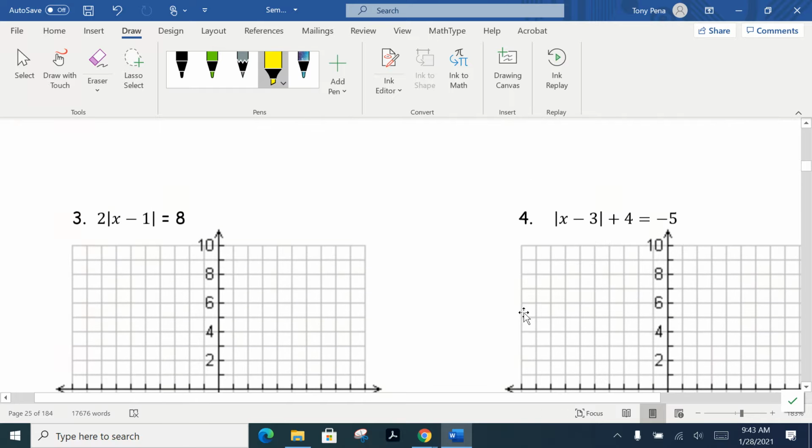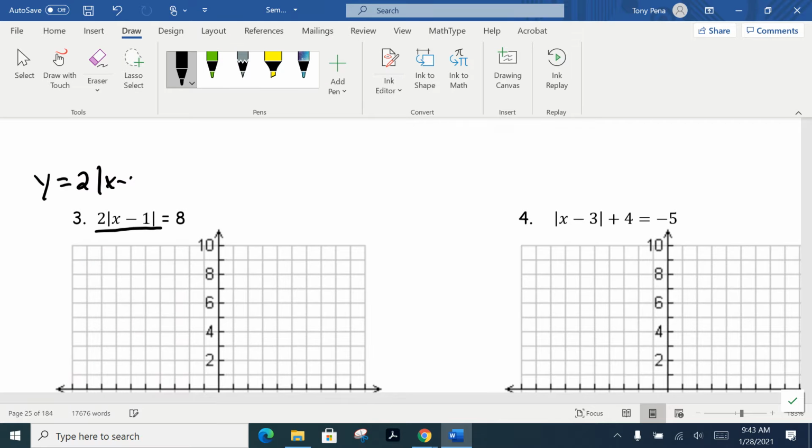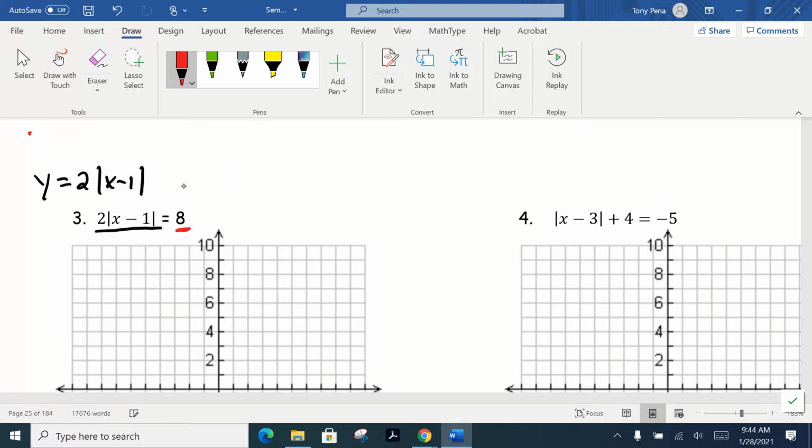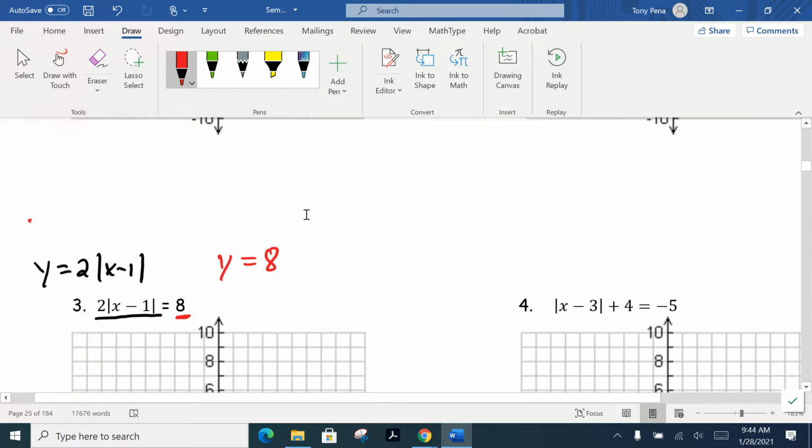I'll actually set it up here just to make sure we're understanding this. So this left-hand side, you're going to graph like you would have yesterday, this equation: 2 times the absolute value of x minus 1. And then on the right-hand side is the 8. You're going to graph the equation y equals 8. And all we're doing is looking to see where they hit each other. Okay? All right. So graph that real quick. Make sure we can do that. Write down your answers. You could then test your answers very easily.